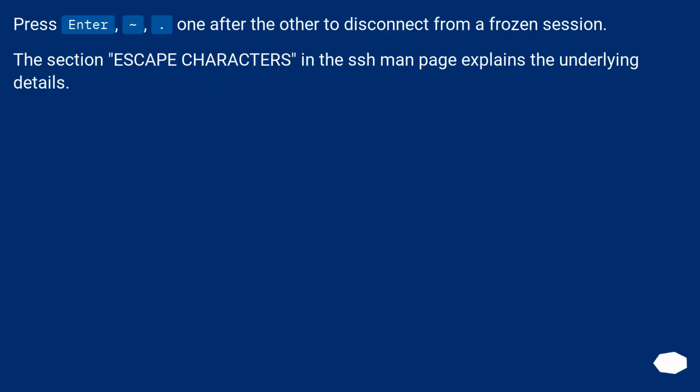Press Enter, then tilde, then period, one after the other, to disconnect from a frozen session. The section Escape Characters in the SSH man page explains the underlying details.